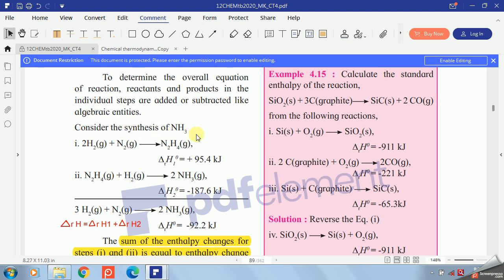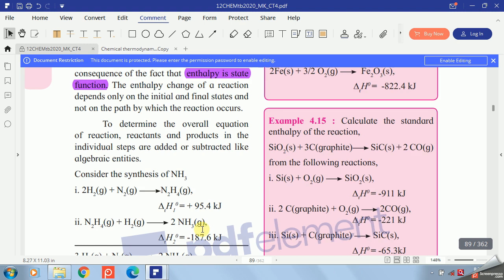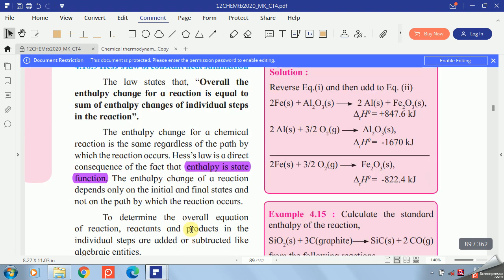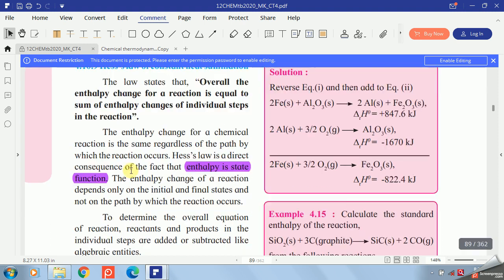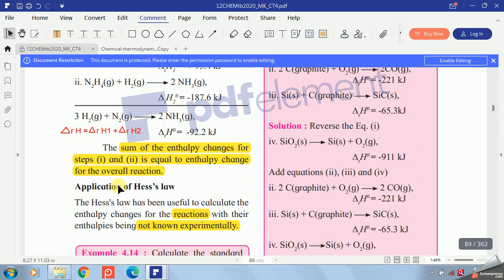This is the formation of ammonia, and we can prepare ammonia by N2 plus 3H2 gives 2 times NH3. Again that amount will be the same. So the enthalpy change accompanying a chemical reaction does not depend on the path by which the reaction occurs, but depends only on the initial and final state. Many times a question may be asked on this topic: state and explain Hess's law. So you write the statement and write down one example.